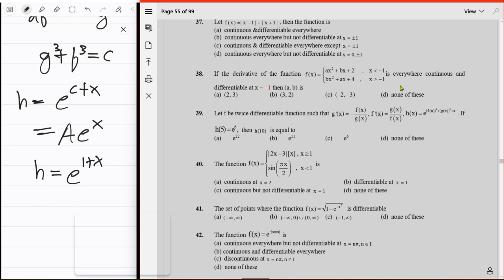Yeah. Wait, do we even need? Okay, fine. Whatever. So h of what? 10? Well, yeah. Add another e power 5 in there. So it should just be e power 11. So it's B, I guess. Next question.